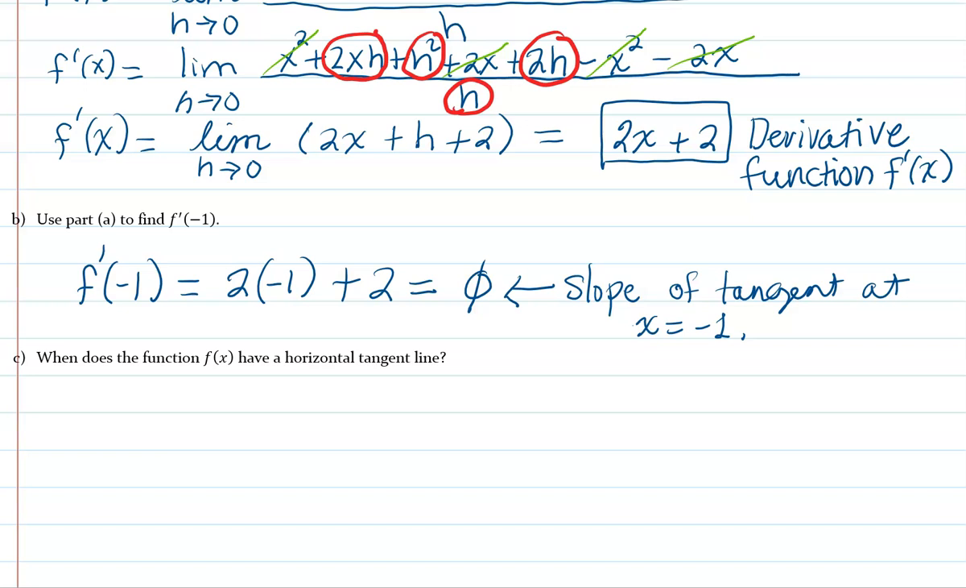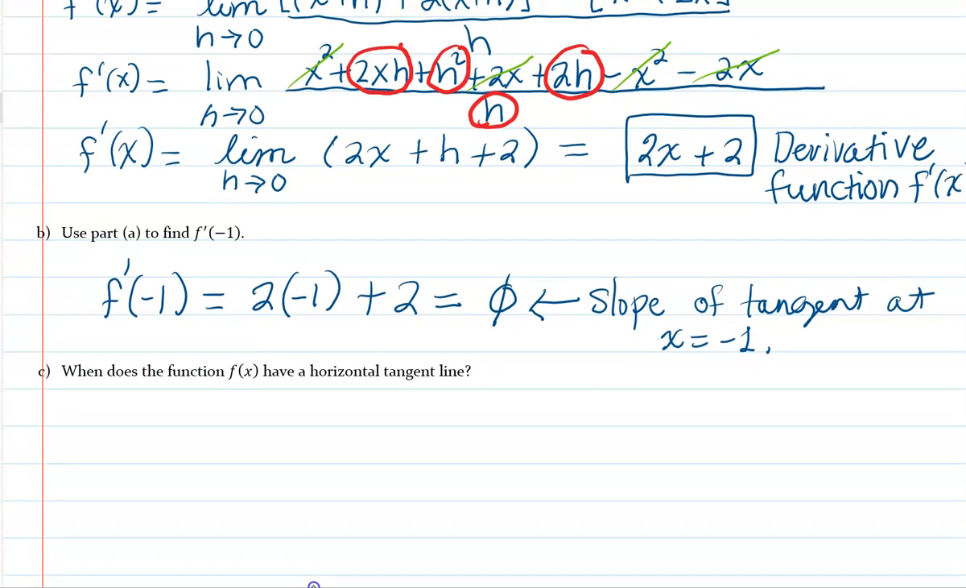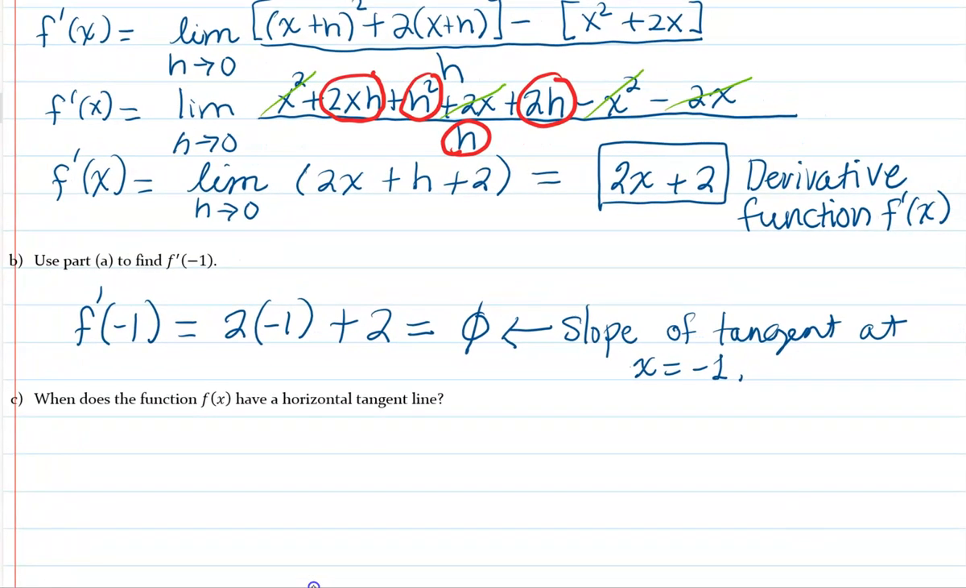Okay, but are there any other points where the slope is 0? Well, if we think about it, the slope is 2x plus 2, and we want to know when it has a horizontal tangent line. So set the slope equal to 0, and when we solve, the only point that we'll get is -1, which is what we have done in part B.